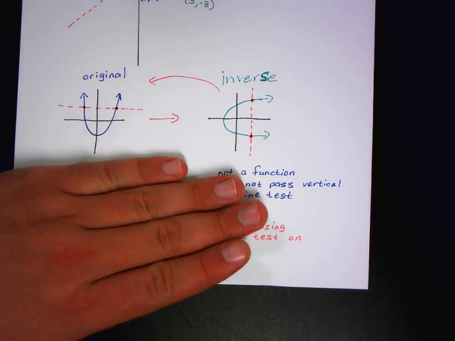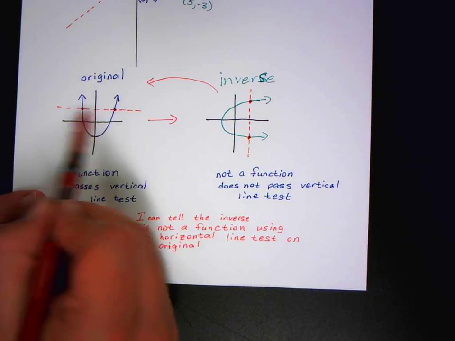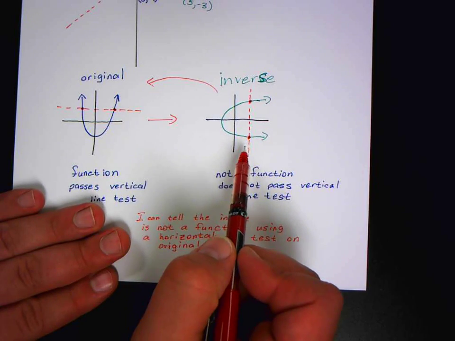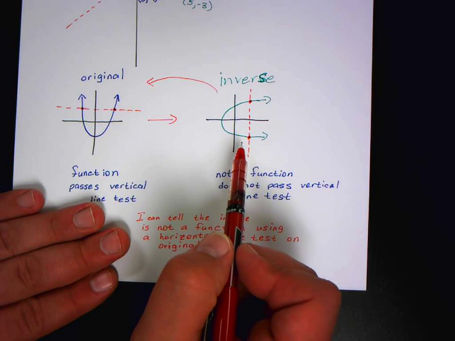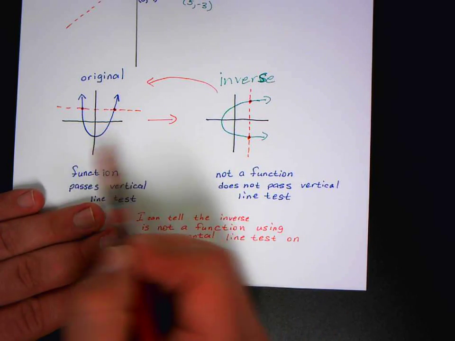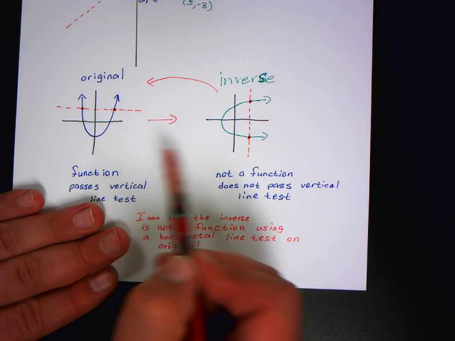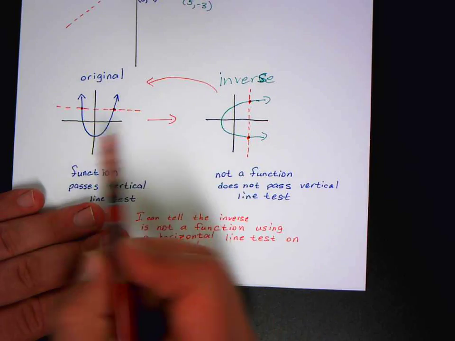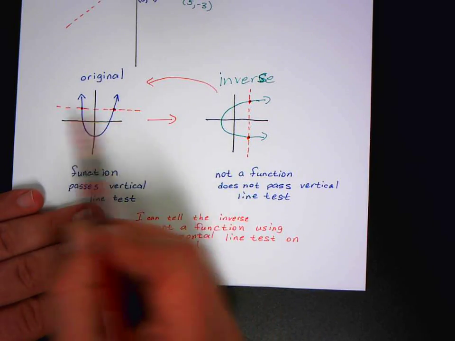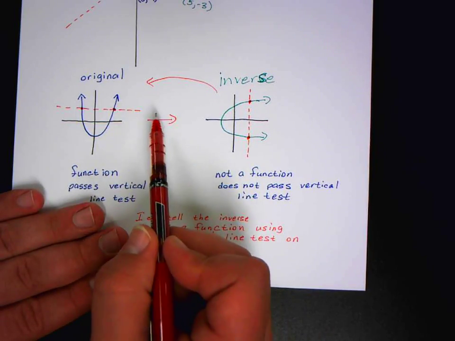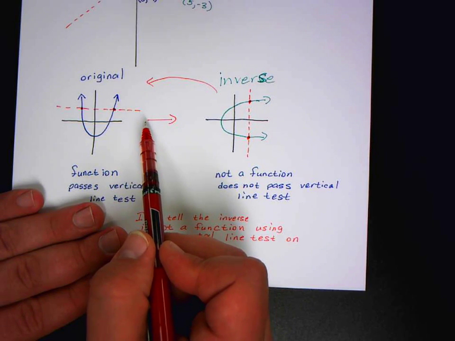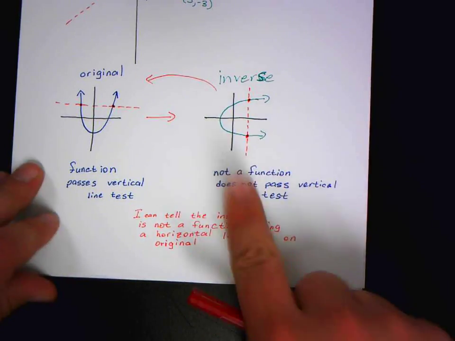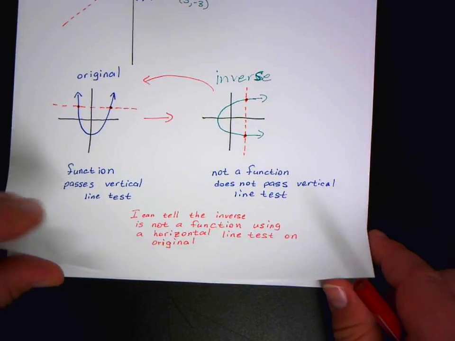So, on the original function, if I use a horizontal line test, the horizontal line would translate into a vertical line on the inverse. So using a horizontal line on the original is doing the same as using a vertical line test on the inverse. So by using a horizontal line on the original, that's telling me whether or not the inverse is a function or not. So I want to come back to this, but let me do a couple examples of that.